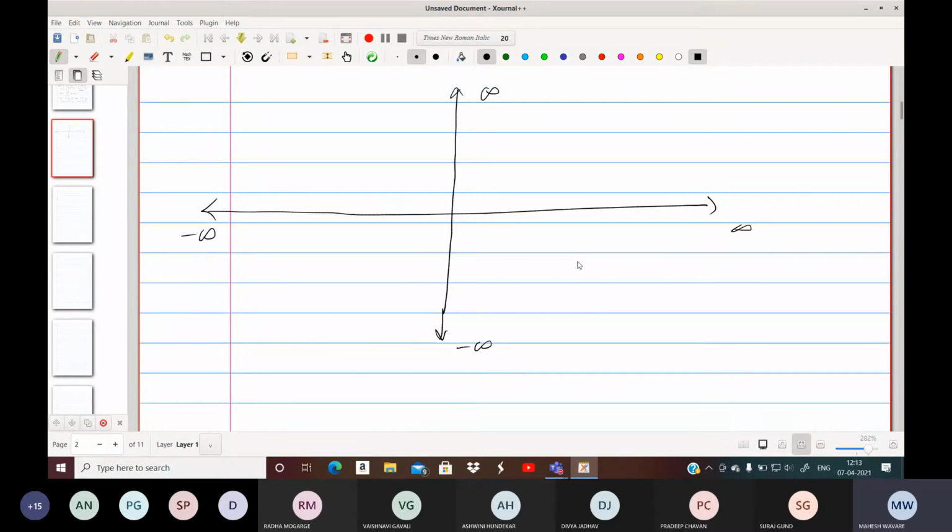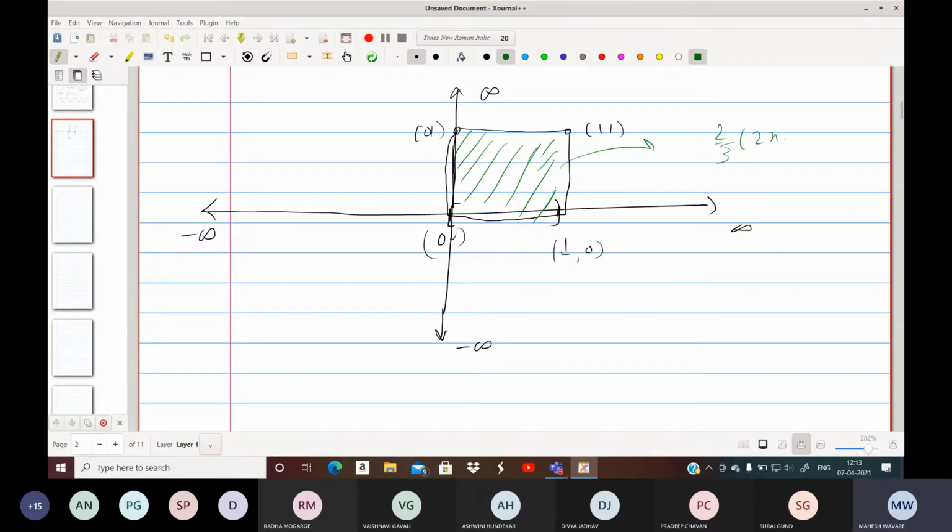And among this, x from 0 to 1. Okay, 1 is here, suppose x from 0 to 1, and y from 0 to 1. This is the point 0, 1 and the point 1, 1. So in this region, what is the value of the function? This is the region where the function has the value 2/3 (2x plus 3y), and elsewhere the function has value 0.